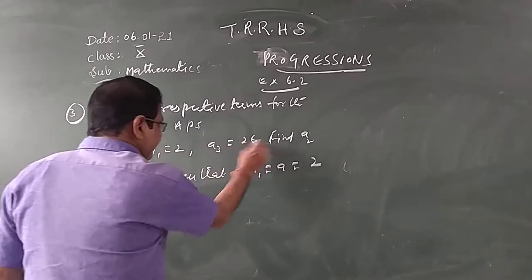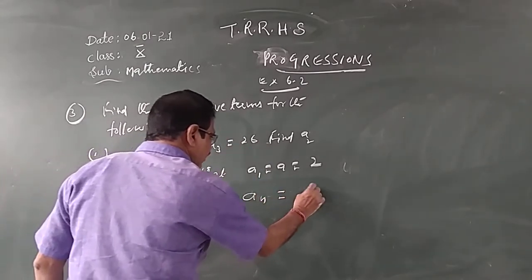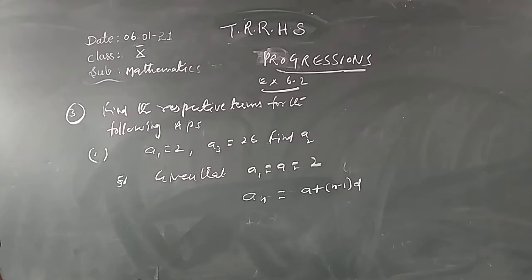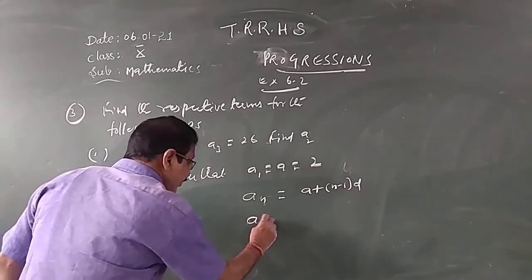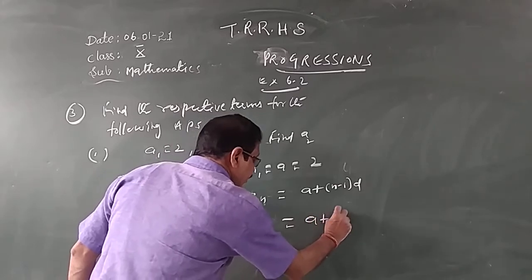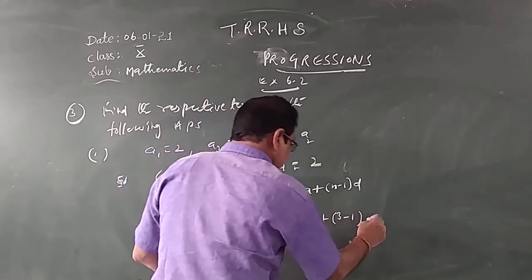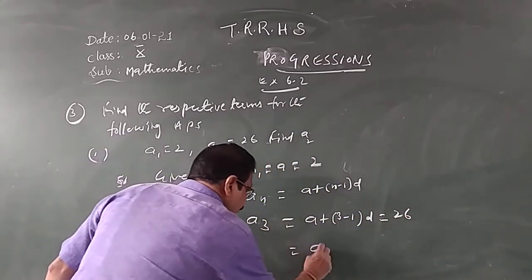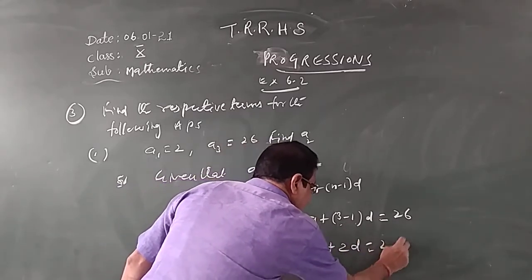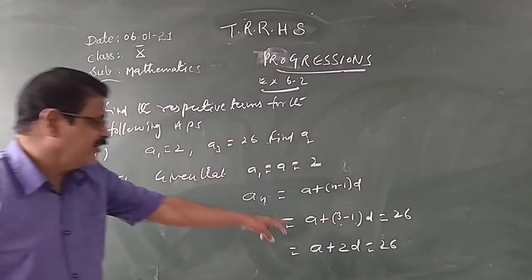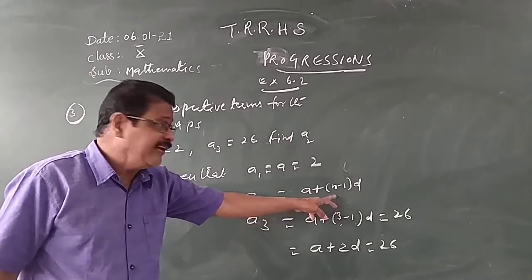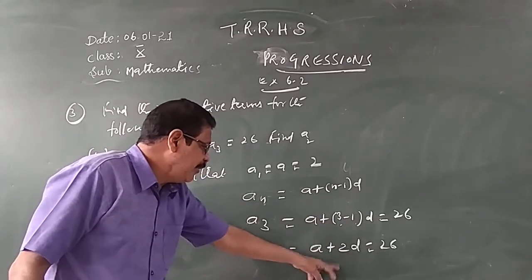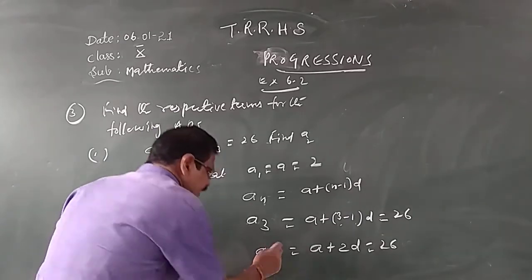A3 is 26. An is equal to A plus n minus 1 into D. That is the An formula. We want A3, so put n equal to 3: A plus 3 minus 1 times D, that is A plus 2D. Directly you can also write A3 as A plus 2D. I showed you how you got this. A3 is equal to A plus 2D.